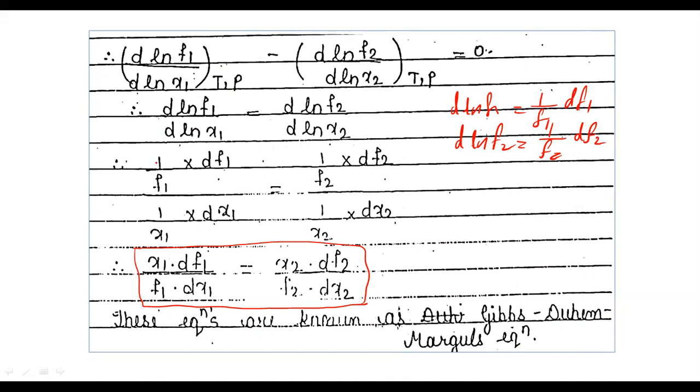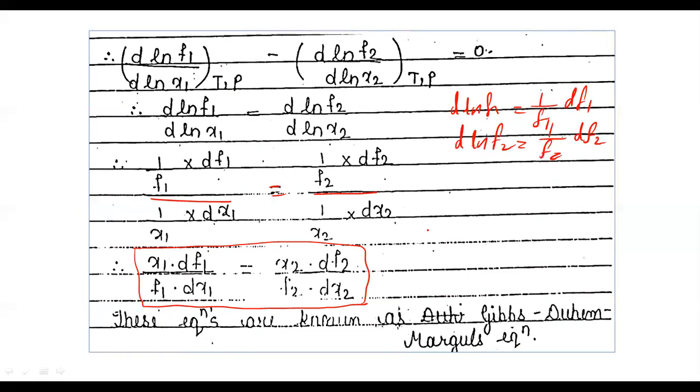So put this into this equation. It can be written as 1 upon f1 into df1, and similarly for the derivative of ln x1, 1 upon x1 into dx1, divided, is equal to 1 upon f2 into df2 divided by 1 upon x2 into dx2. Now we can simplify. The x1 goes to the numerator, so it is x1 df1 upon f1 dx1, equal to x2 df2 upon f2 dx2.